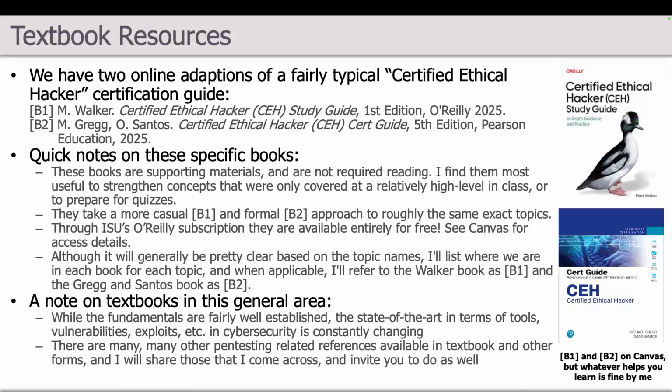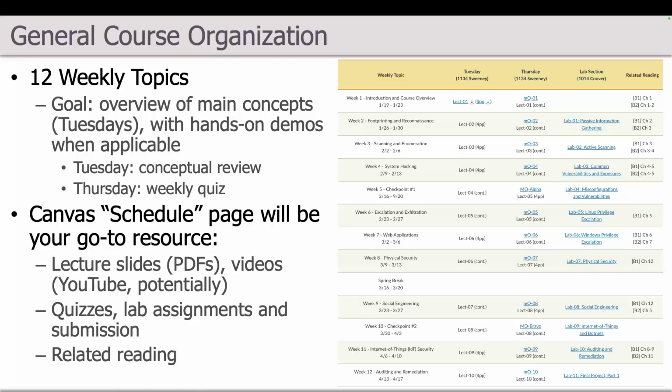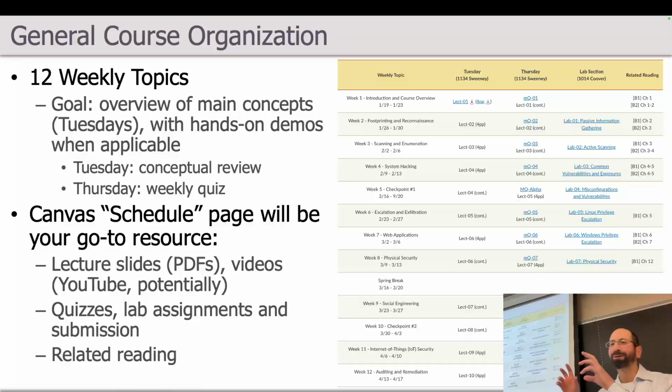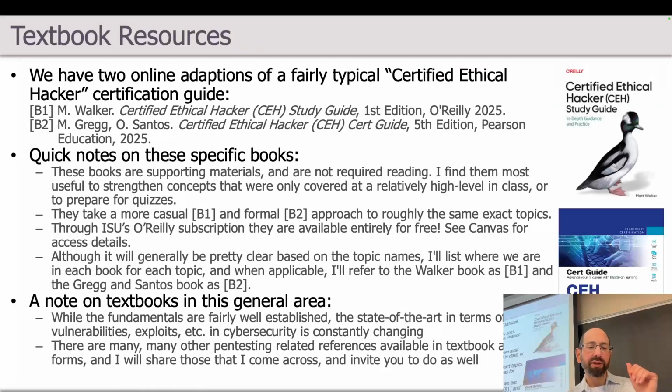What I will do, and where I think my responsibility is, is tell you on a week-to-week basis, a topic-to-topic basis, where we are in the books. I call them B1 and B2 for the Walker book and the Gregg and Santos book, and I'll say roughly where we are in those books. If I forget to do that, it'll be pretty obvious, because the chapter headings will match the lecture headings. I will never say, well, you didn't read page 37 of the book, that's why you got this material wrong. That's not really how this kind of course is meant to operate. So they are supporting materials and not required reading.